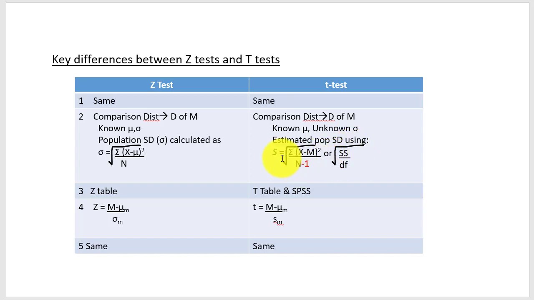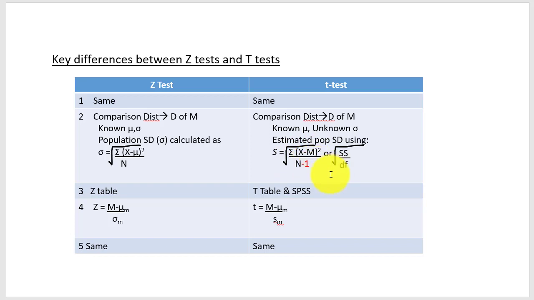We calculate the estimated population standard deviation, so we can estimate the spread of the population by using this new formula, and it's barely new. There's only one small difference to it. The symbol for estimated population standard deviation is capital S. So when you're using a t-test, we're going to use S as the symbol for standard deviation. And it is calculated as the square root of the sum of squares divided by n minus 1.